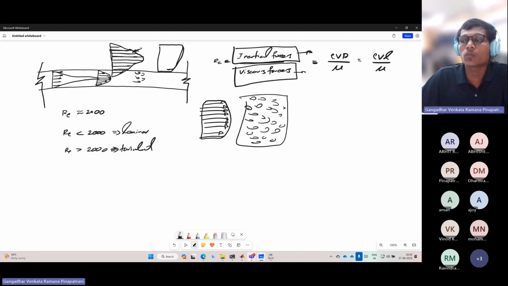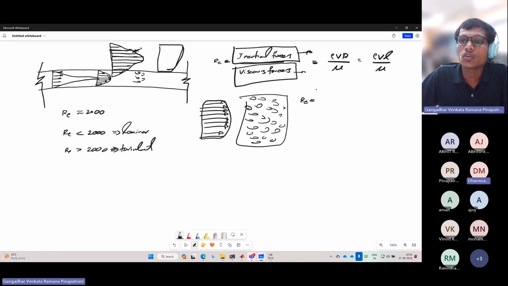If you're using any object other than the cylinder, you can find its characteristic length. If you're taking a cylinder, its diameter is the characteristic length. If you're taking a flat plate, the length of the plate is the characteristic length. So it depends on the object you're taking. You can choose your characteristic length, but you need to mention what the characteristic length is.